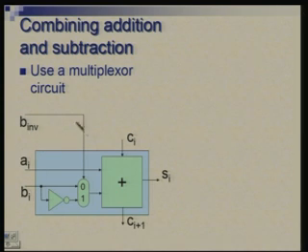So, it is controlling. If you give a 0 here, the multiplexer will select this input which is labeled with 0, and the circuit will do addition. If you put it as 1, then this inverted input will be taken and the circuit will do subtraction.